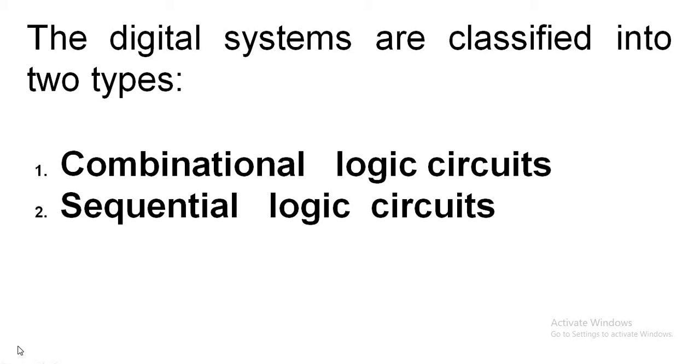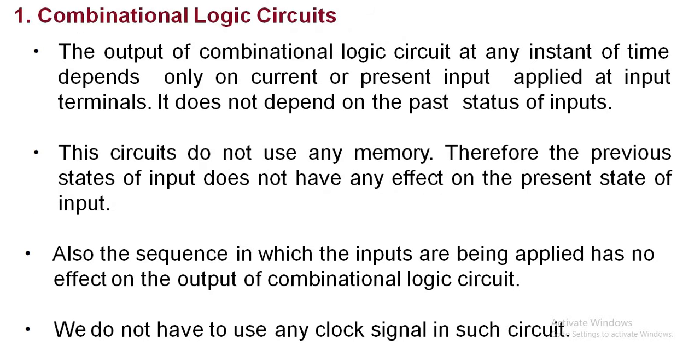Digital systems are classified into two types, combinational logic circuit and sequential logic circuit. Combinational logic circuit we have already studied in the second chapter. It includes adder, subtractor, SOP form, POS form, K-map, multiplexer, demultiplexer, etc. Now in this chapter we are going to learn about sequential logic circuit.